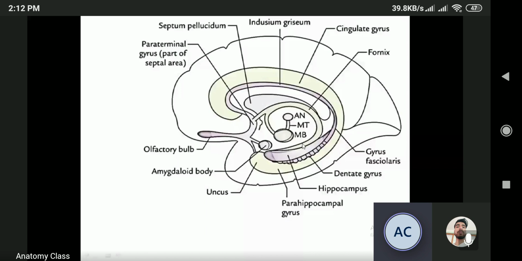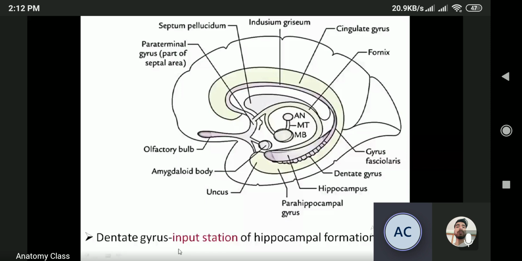And this dentate gyrus actually is the main input station of the hippocampal formation. Okay, remember, the dentate gyrus is the main input station of the hippocampal formation, and histologically it has three layers, which include the molecular layer, the granular cell layer, and the polymorphic cell layer.